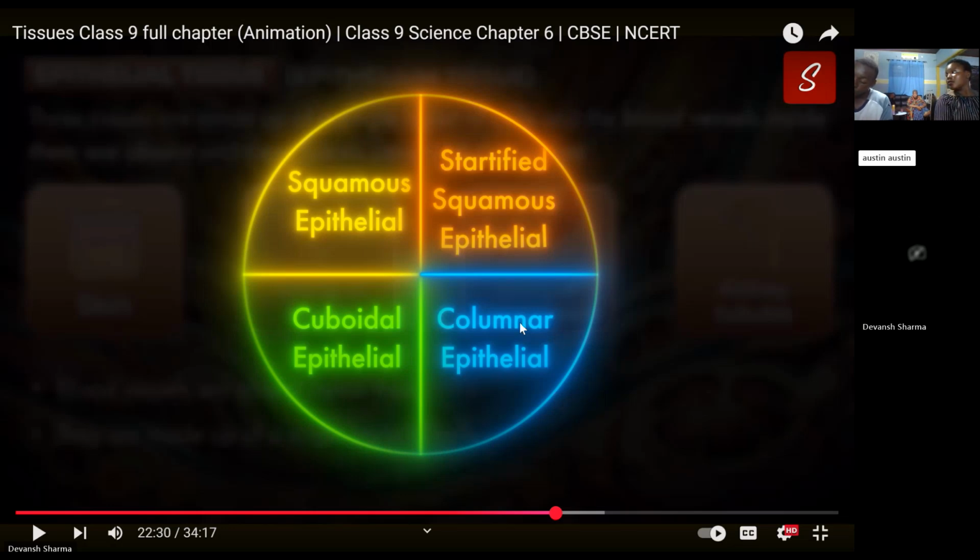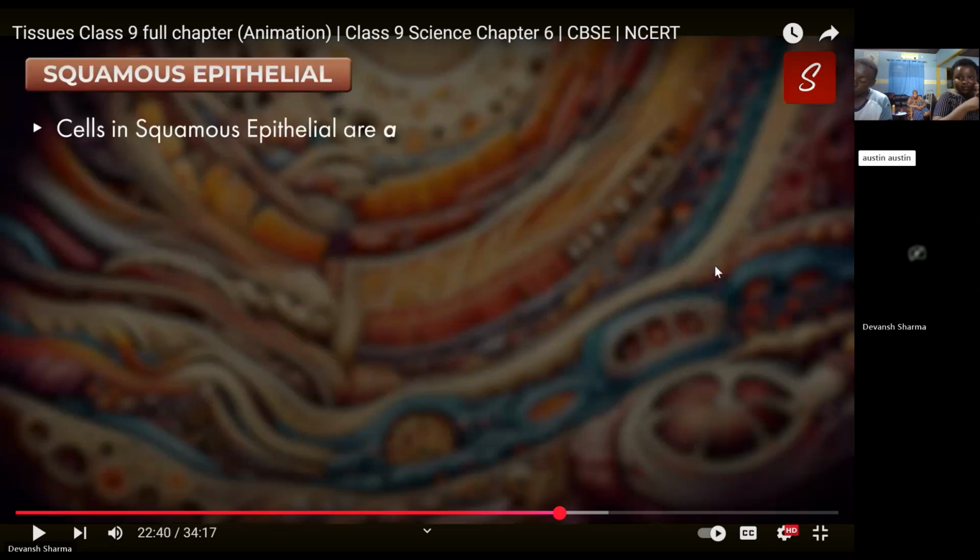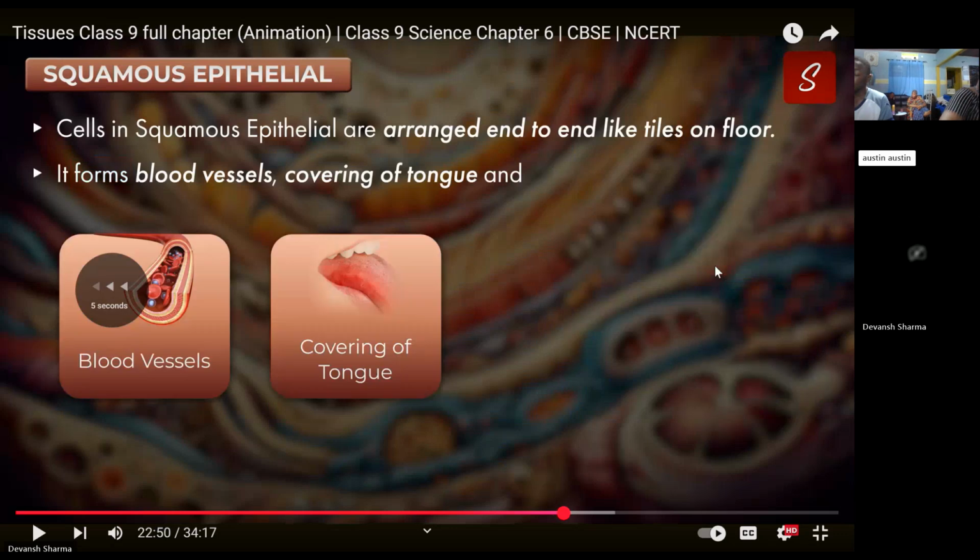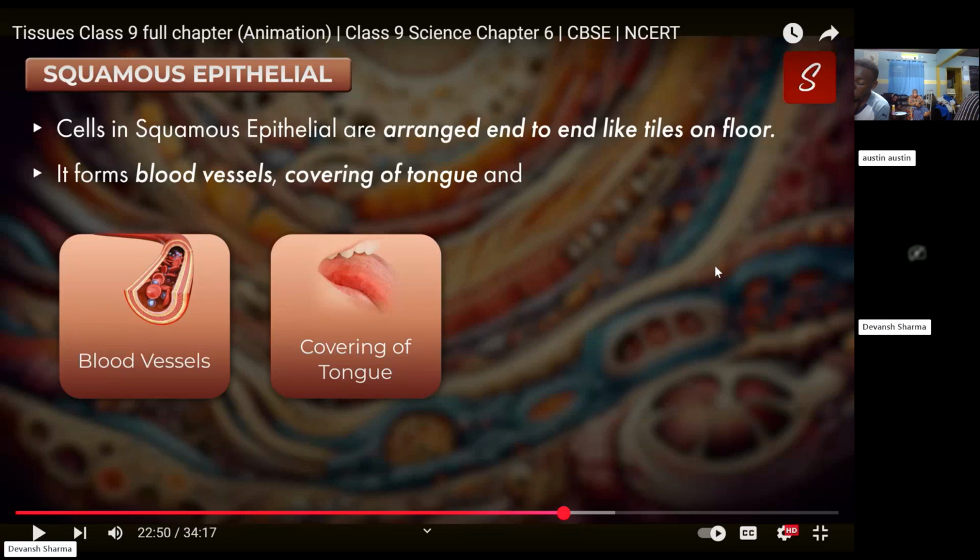But when you jot it down, it's easier to understand. First, we will study squamous epithelial. Give the heading squamous epithelial. In this, the cells are arranged from end to end. Can you see on the floor the tiles are connected from end to end? In that way, the cells are connected in squamous epithelial.